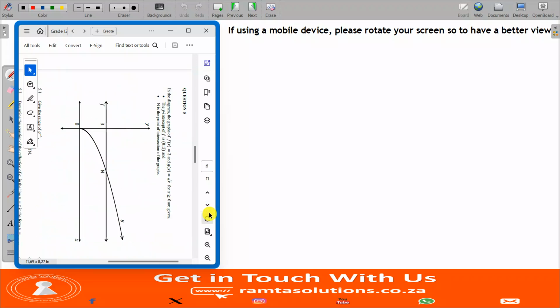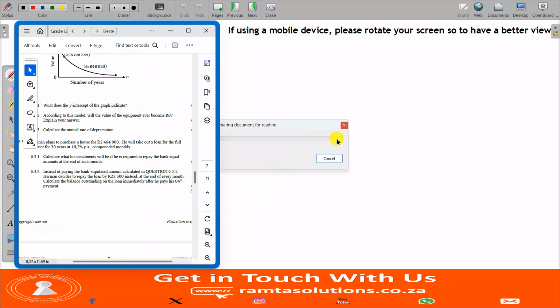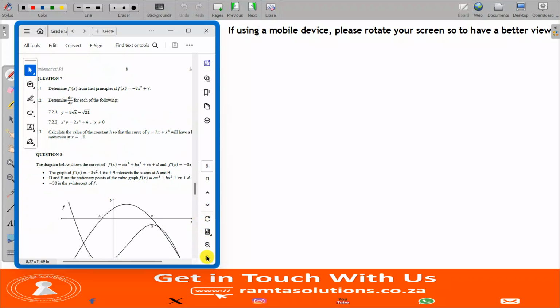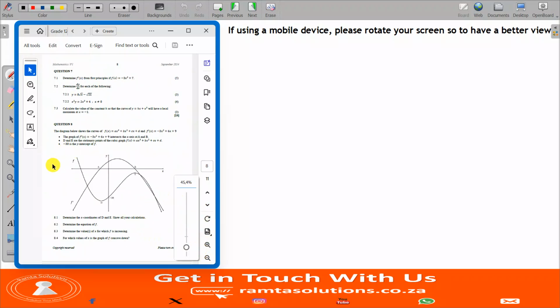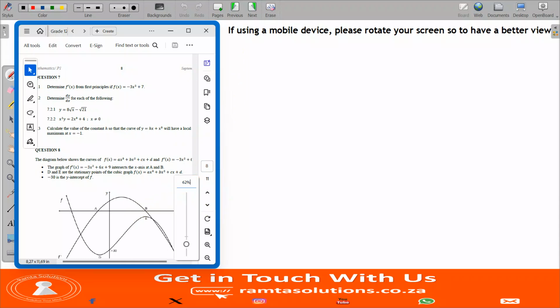So let's see. Now, let's see. All right. So, the reason I chose this paper is question 8 of the paper. Maybe I should make it 62. Yeah, 62 for now would do.